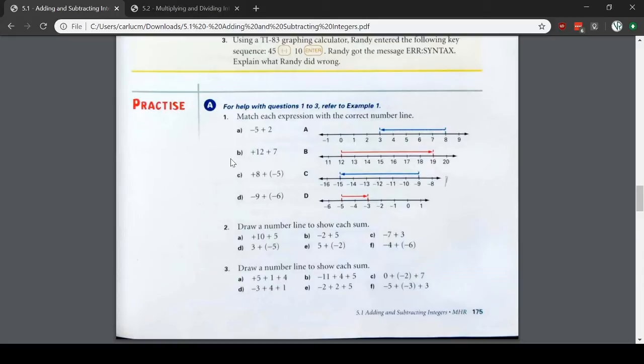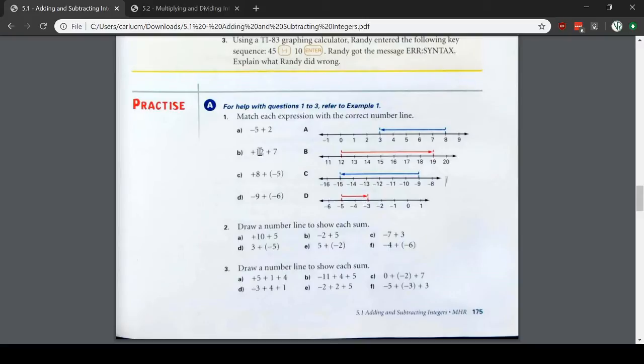In number 1, where you're matching each expression, you take a look at the first number you're given. In A, given -5 plus 2, you'd start at the -5 and move 2. This one here starts at -5, and then it moves over +2, meaning it has to move to the right. That's how the number line works: you start at the first number, and you move in the appropriate direction to the next number.